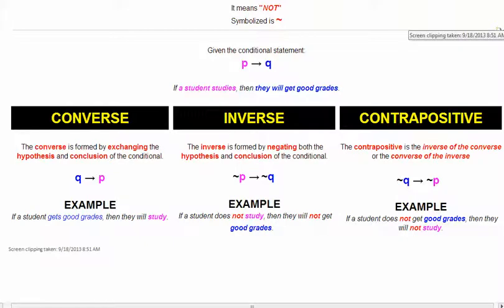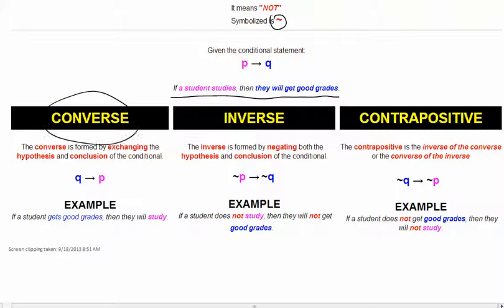We can have variations of this. And one thing to note here is that sometimes we have this symbol which means not. In other words, you're negating something. When you negate something, you take the negative of it. So suppose our initial statement is, if a student studies, then they will get good grades. That's our statement. Well, a converse of that statement is when you switch them. So instead of saying P then Q, we're going to say Q then P. In other words, if a student gets good grades, then they will study. Okay? It's just flipping it. It's taking the converse of it.